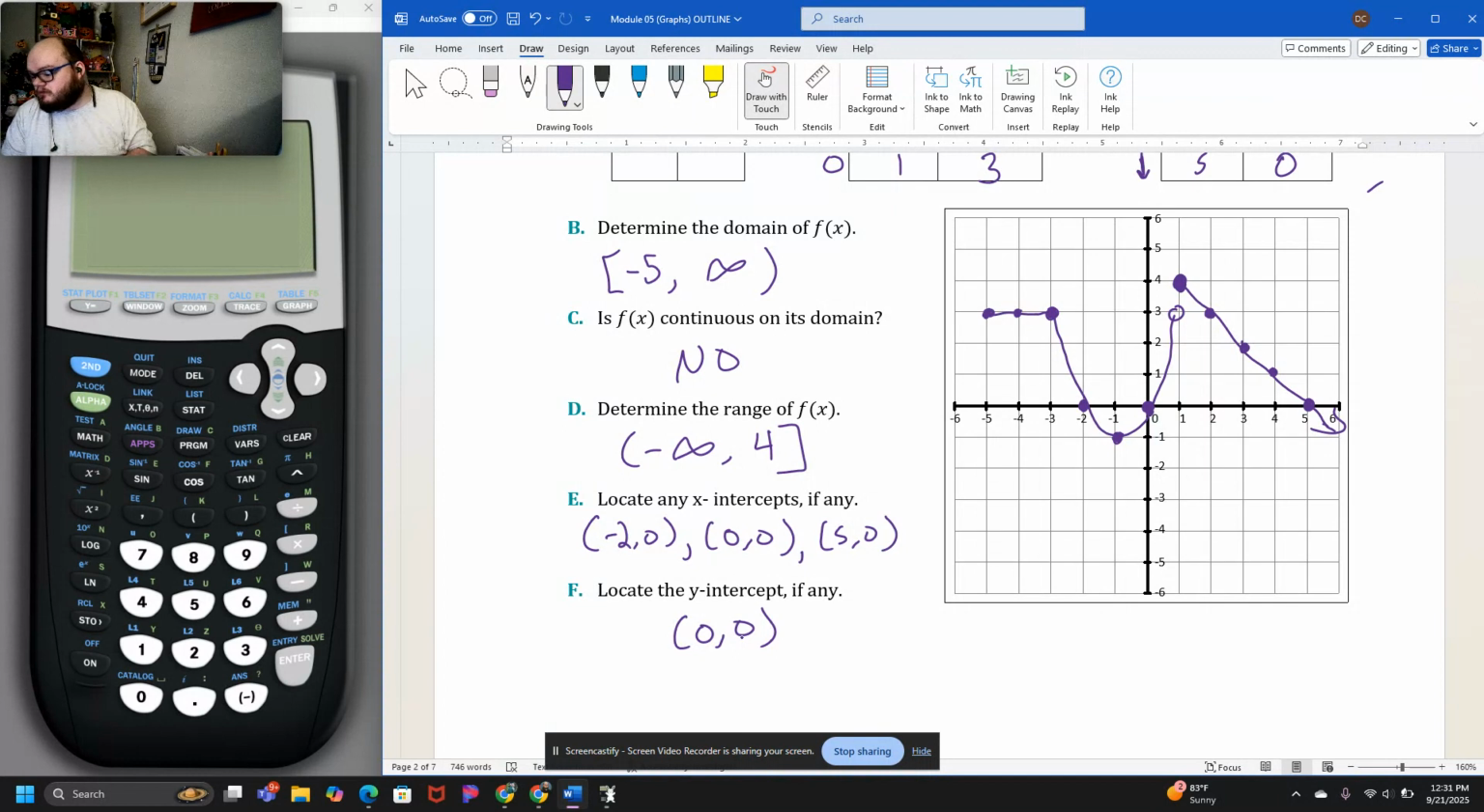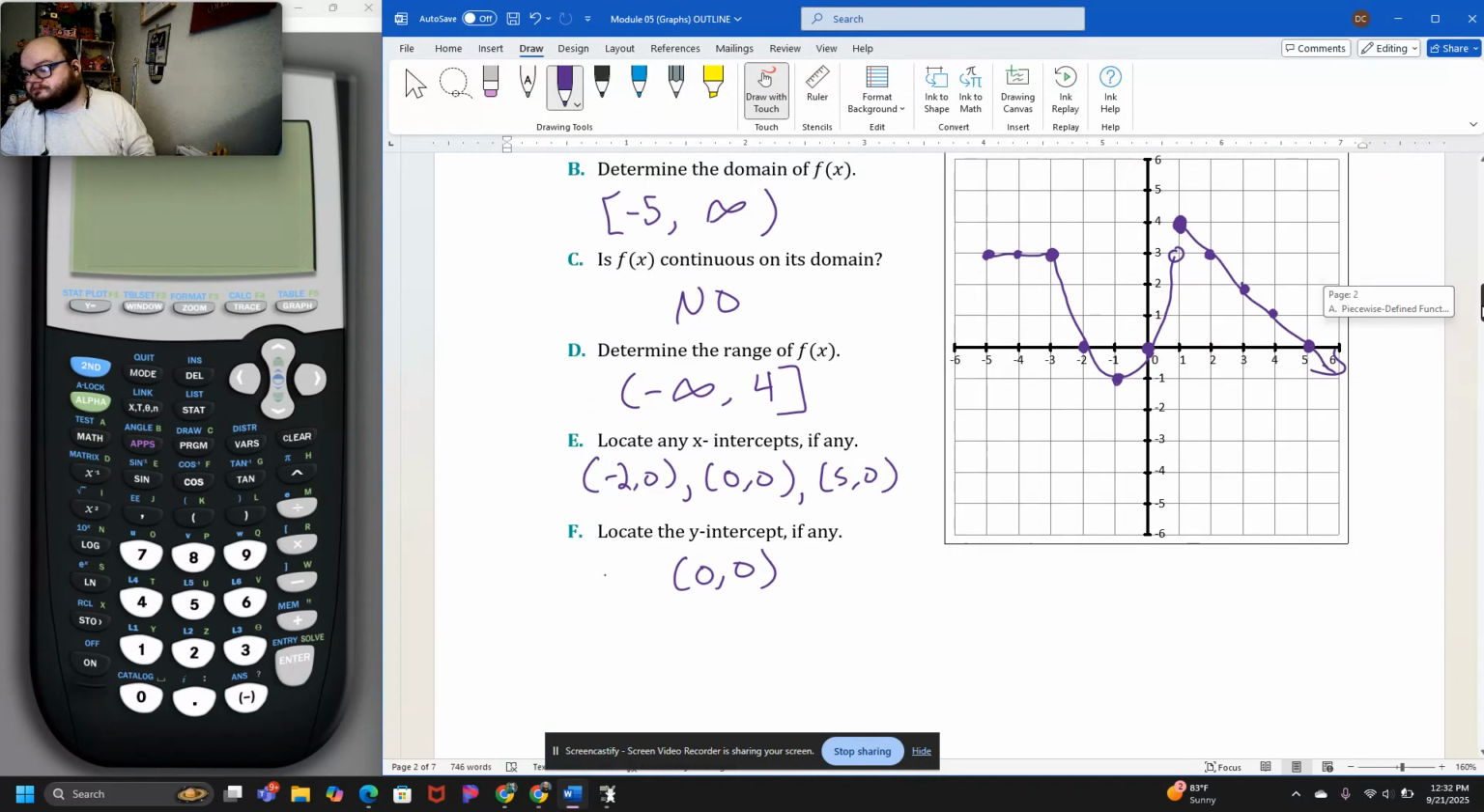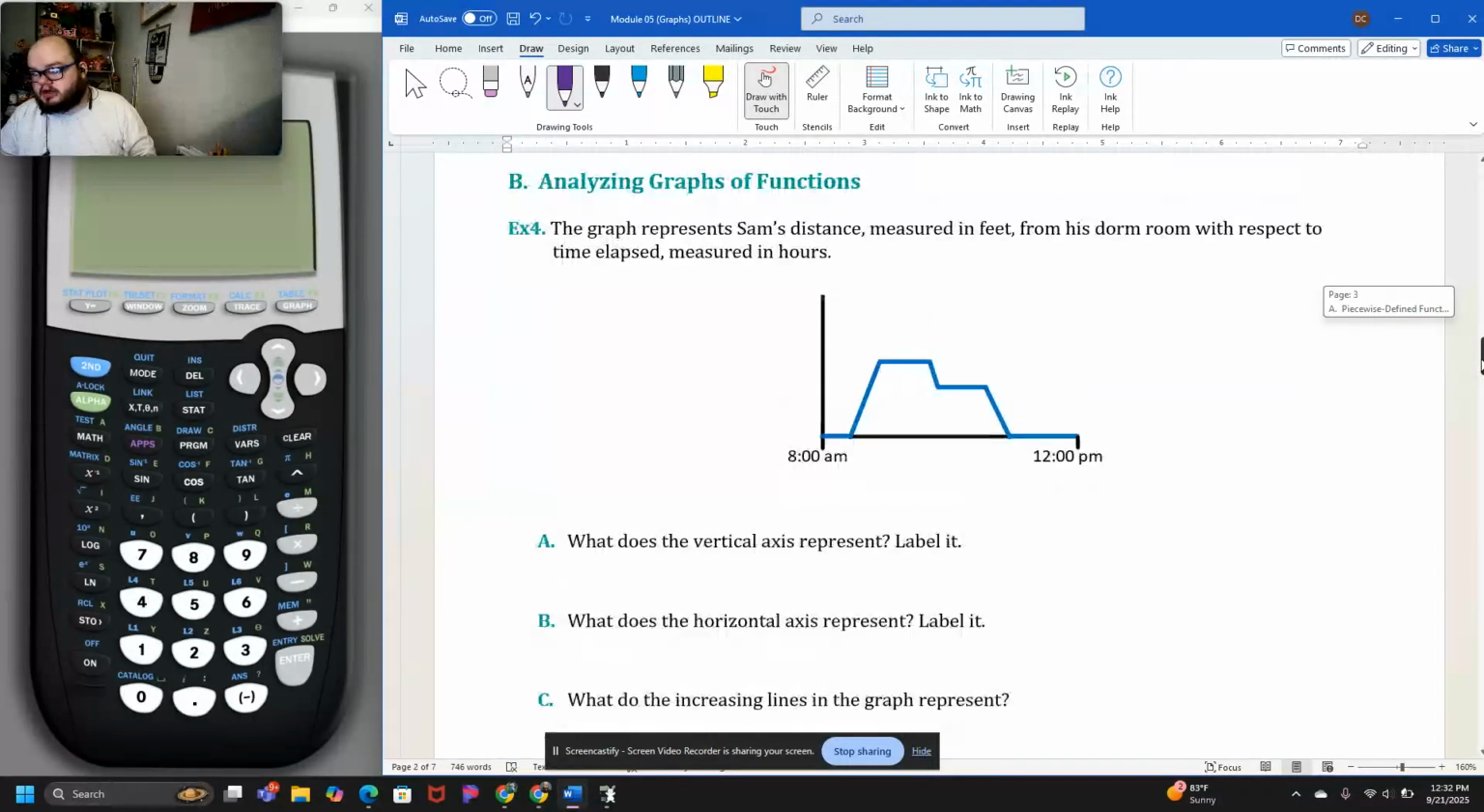Okay? So we just have to make sure that we're looking at the entire graph and not just part of it, excuse me, when we're analyzing these. Now if we're continuing, the graph represents Sam's distance measured in feet from his dorm room with respect to time elapsed in hours. Okay.